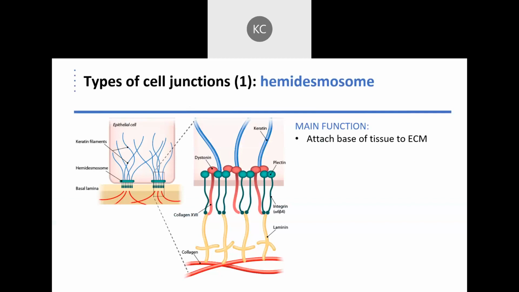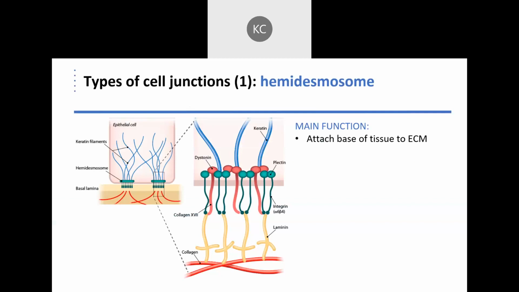So all of the cells in our body are in some way going to be acting independently, so they do their own thing, but they are also acting in conjunction with the cells nearby, right, in some way. So one of the ways they can act with the cells nearby is by forming some type of connection with them, some type of junction, okay? So one type of cell junction is called a hemidesmosome, okay?